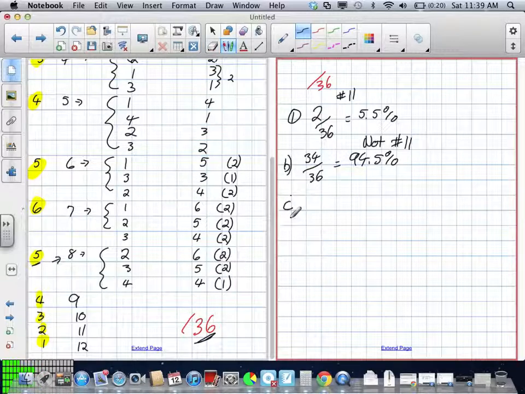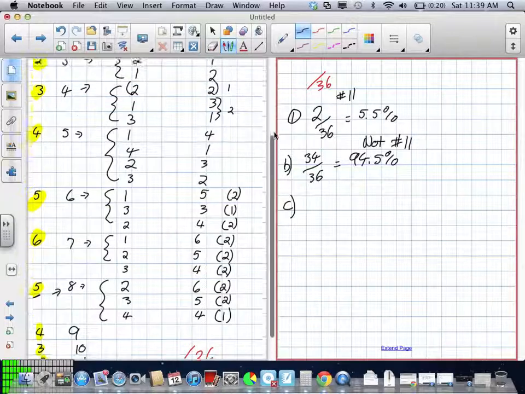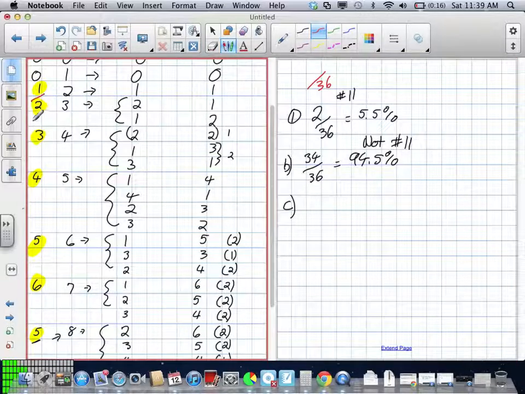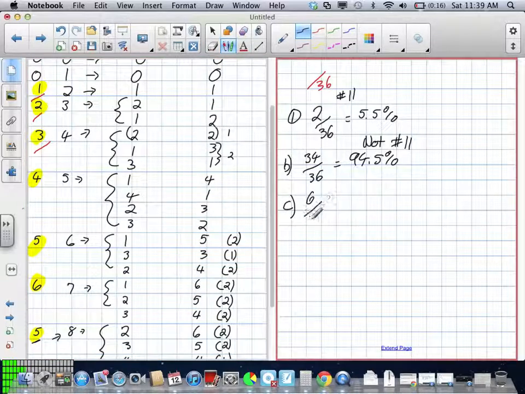Okay, what about C? Rolling a 2, a 3, or 4. What does that mean we have to add up? We got to add up our options for the number 2, number 3, and number 4. And you're right, that gives us 6 out of 36. 16.6% chance. Okay, so we get a 16.6% chance of numbers 2, 3, and 4.